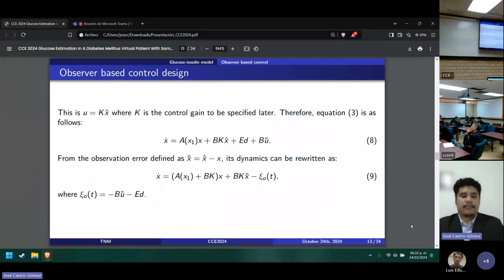So when we have the observer design, we design an observer-based control, where the input u depends on the control gain K and the observer state vector x hat. Therefore, equation 3 can be written as follows: x dot equals A x plus B K x hat plus E d plus B u tilde. If the observation error is defined as x tilde equals x hat minus x, the dynamics can be rewritten as equation 9, where the term chi is where we put the unknown variables.